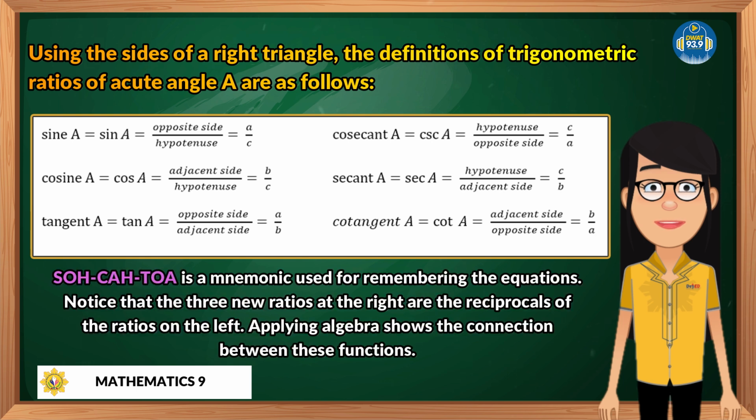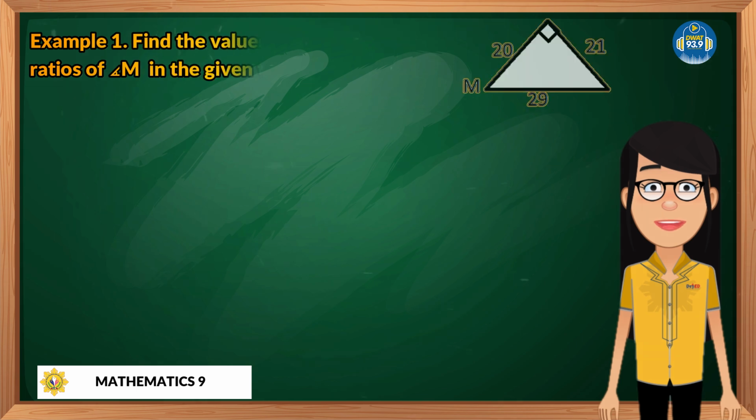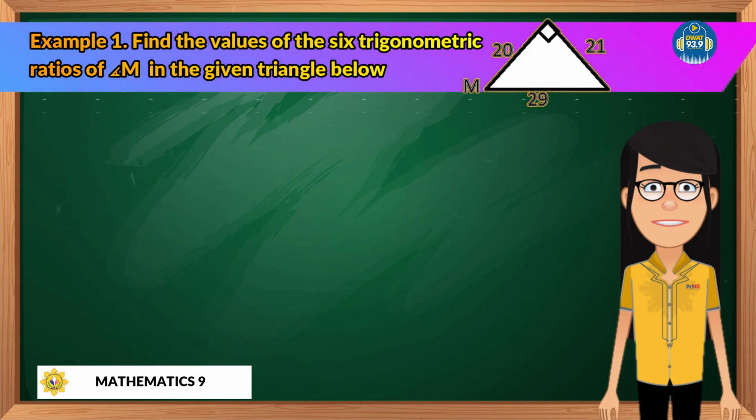SOHCAHTOA is a mnemonic device used for remembering the equations. Notice that the three new ratios at the right are the reciprocals of the ratios on the left. Applying algebra shows the connection between these two functions. Let us take a look at the following examples. Number 1. Find the values of the 6 trigonometric ratios of angle M in the given triangle.